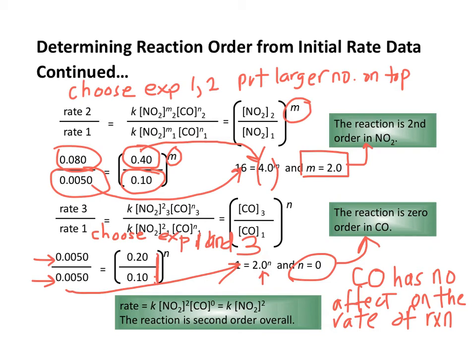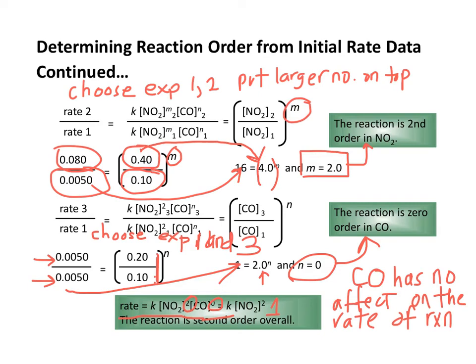So if we go back to our standard rate law expression, we will have rate equals K times NO2 to the second order times CO to the 0 order, and anything to the 0 order is 1. So we end up with rate equals K times NO2, nitrogen dioxide, squared. And that's it for that problem.